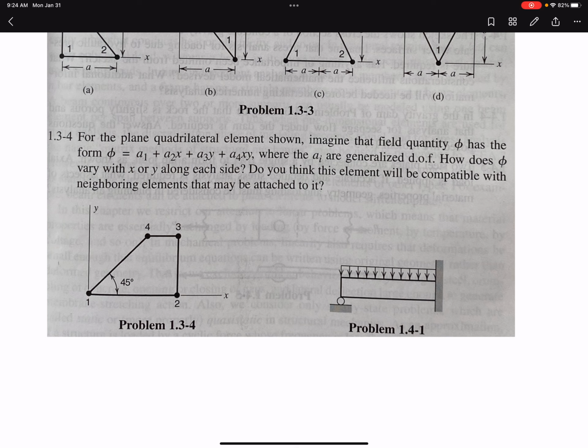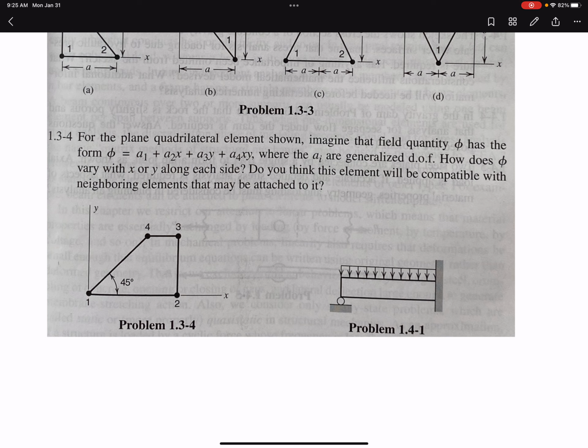And they want to know, how does our field variable vary with respect to X or Y along each of these sides? And finally, do you think this element will be compatible with neighboring elements that may be attached to it? Any idea what that would mean, compatible? Did you guys see some of that in the homework that's due today?